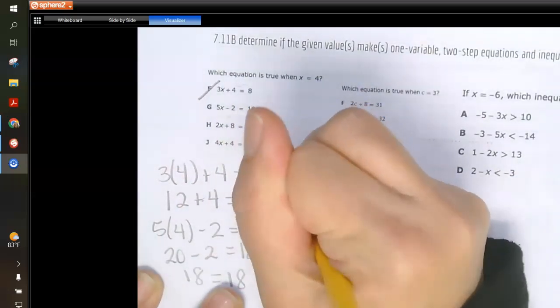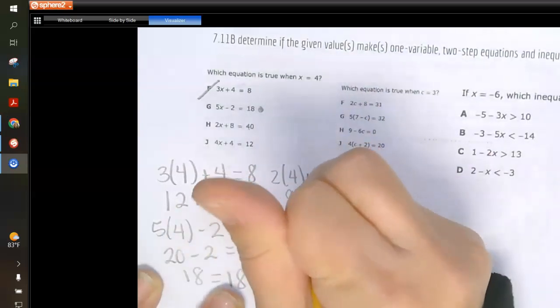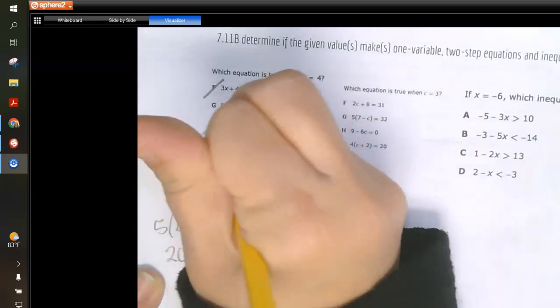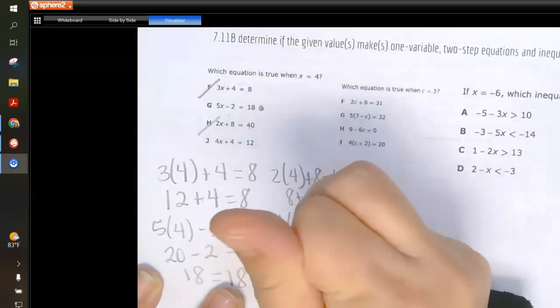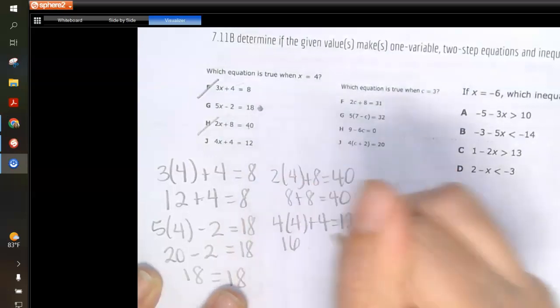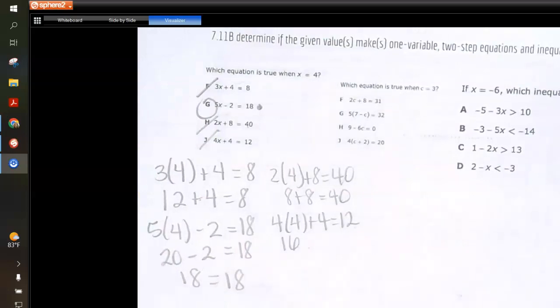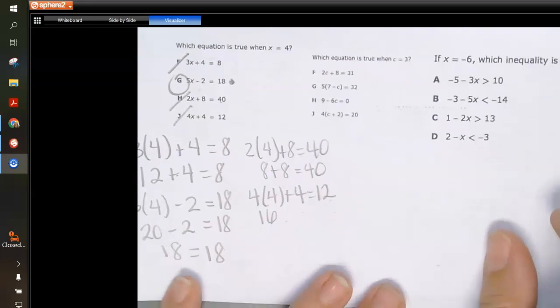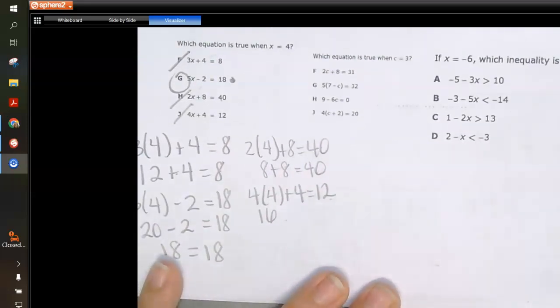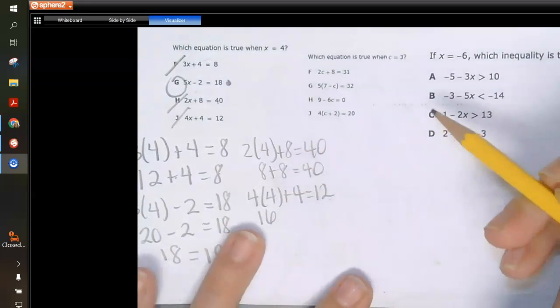2 times 4 plus 8 equals 40. So 8 plus 8 is going to equal 16, not 40. 4 times 4 plus 4 is equal to 12. Well, 4 times 4 is 16, so that's definitely not going to equal 12. So our answer for this one would be G. So guys, these are just going to take a lot of work, but not a lot of very difficult problem solving. Okay, just doing the work part of it.